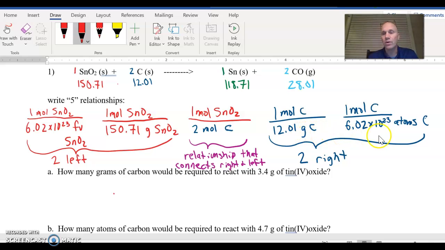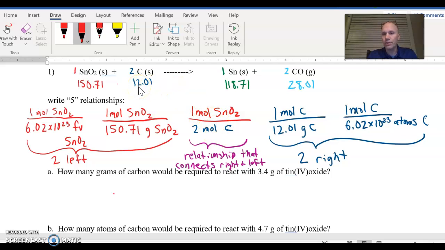So we have these 2 relationships. And then the last thing that we need is what I call the glue relationship, and all that is a mole to mole relationship.